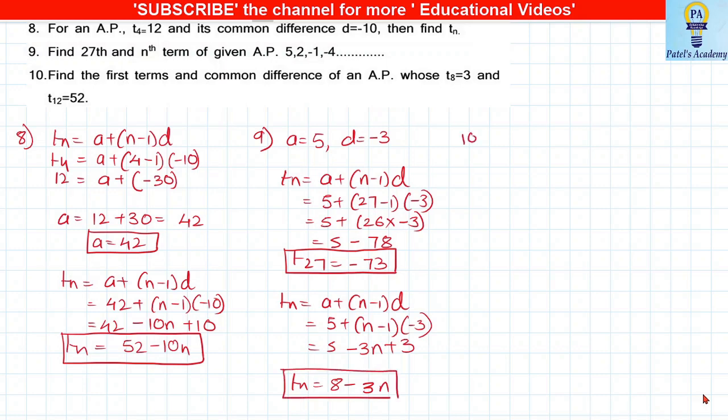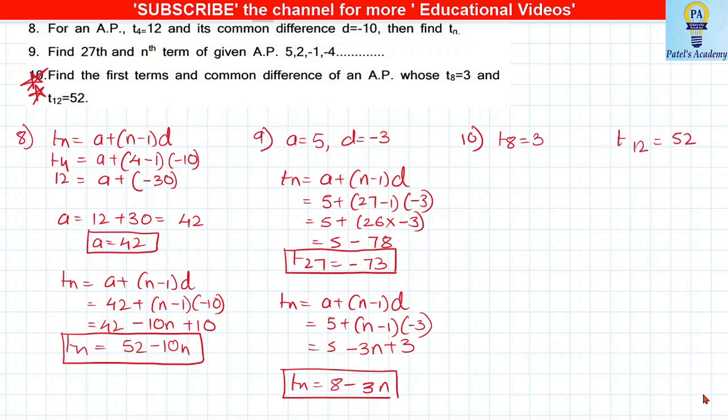Okay, let's see the next one, the 10th sum. The 10th sum is important. Here they have given: find the first term and the common difference of an AP whose T8 is given as 3 and T12 is 52. Okay, so T8 is 3 and T12 is 52.